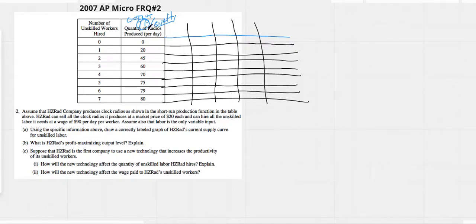Now, if they give you total product, you're going to have to find marginal product. We're going to multiply marginal product times whatever the price of the good is. They should give us that in the problem. Marginal product times the price of the good gives you your marginal revenue product. Remember, it's derived demand. This is our demand for labor. We're going to compare that to our marginal revenue cost, also called marginal factor cost sometimes. This is our supply of labor.